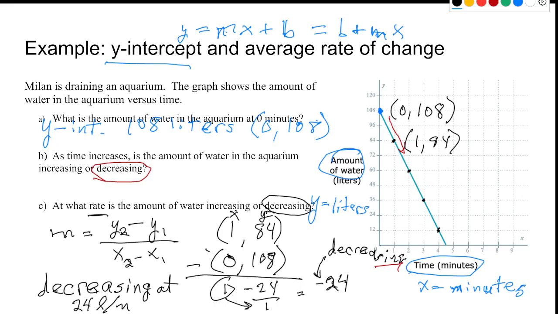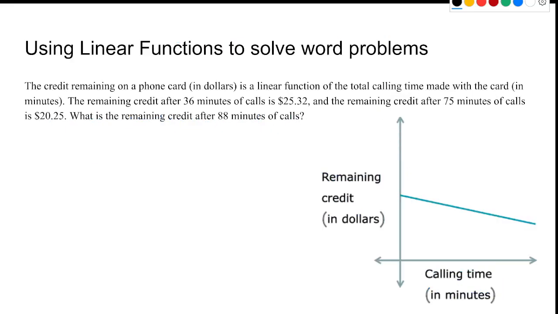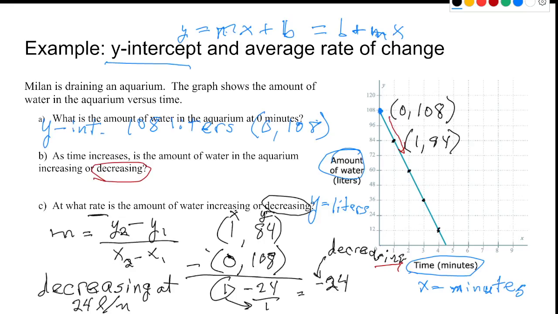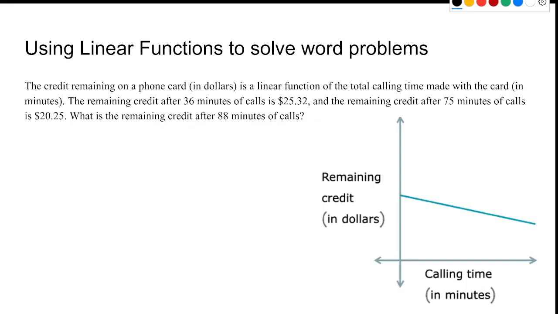Okay, so that's an example of something you'll be working on. Oops. Okay, there we go. I've never had the writing follow into the next slide before.